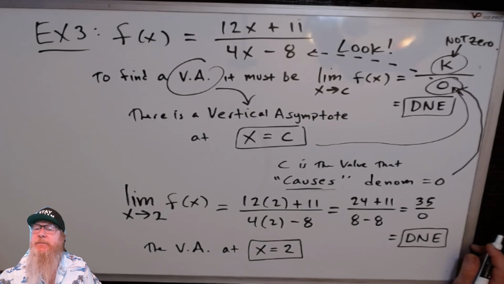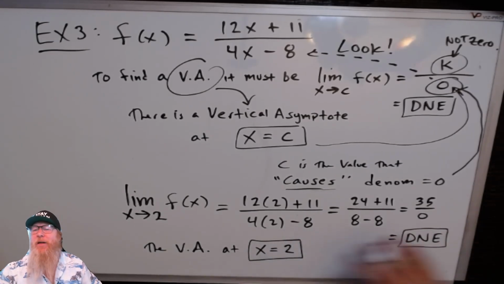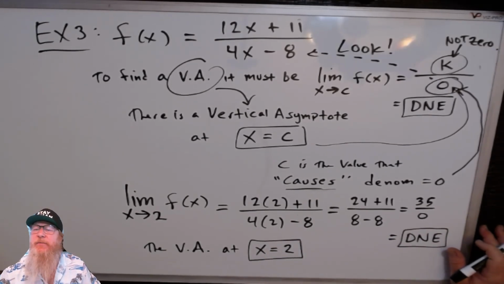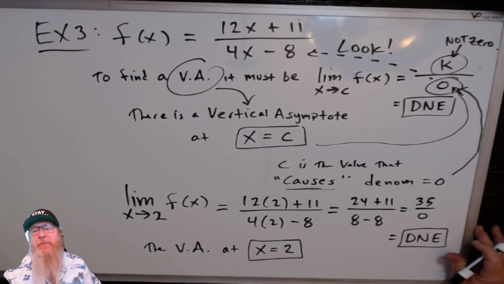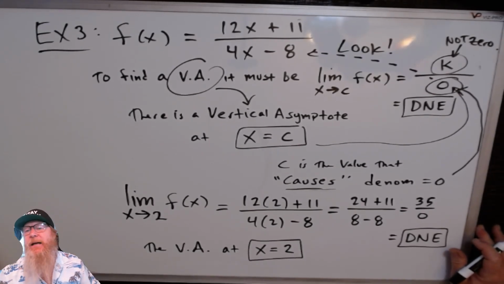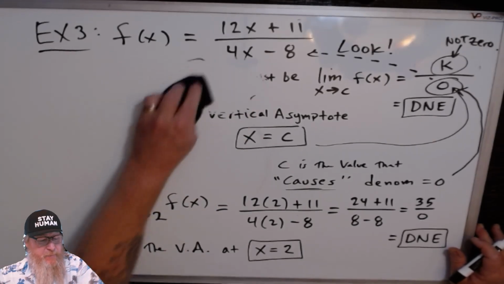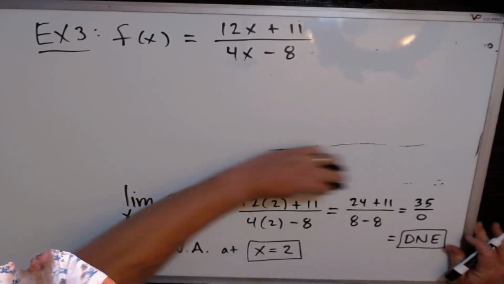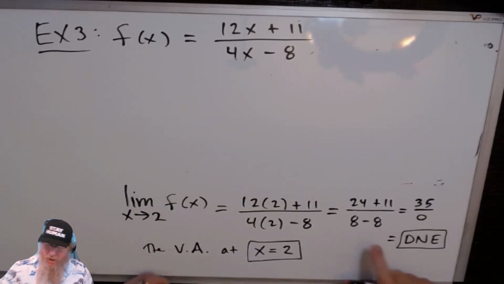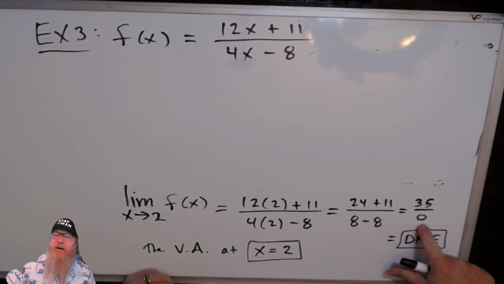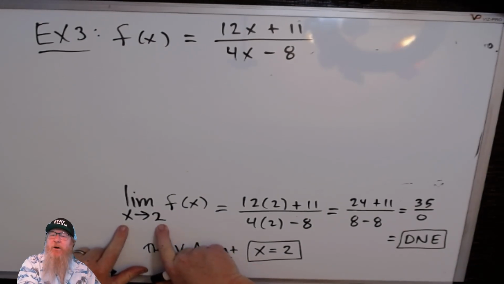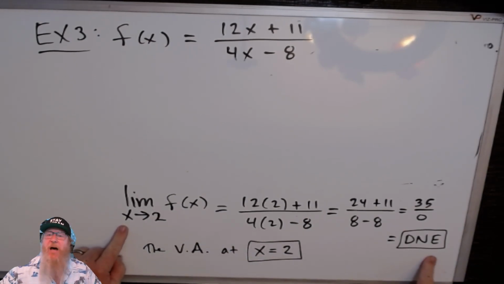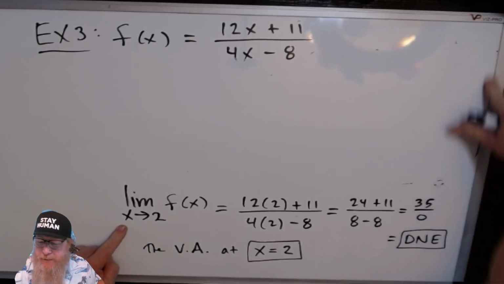I might actually draw this one because it's relatively simple. I can show you how much faster it will be to draw than the one that I did previously. So that's how we do vertical asymptotes. You look for the number that causes the denominator to be 0. That would be where we take the limit. That limit will not exist. It will be DNE, and then there'll be a vertical asymptote.